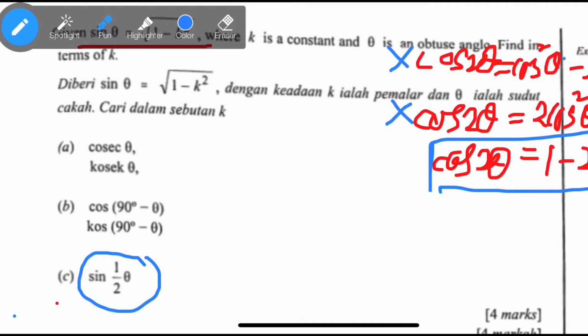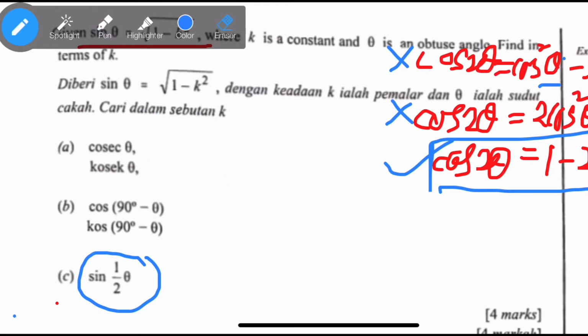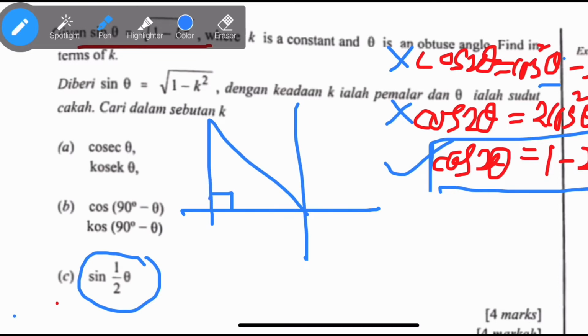Okay, we won't choose the first and second, because we found that it's hard for us to get the answer, especially with the second one. The second one doesn't have sine square theta at all, and the first one has cos square and sine square, so we don't want it. We just want the formula for cos 2 theta with only sine square theta, or sine only.